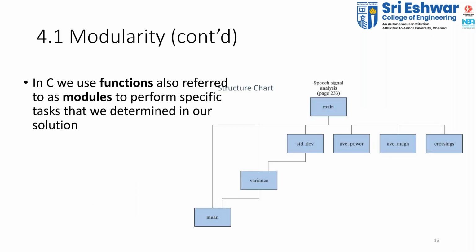And this is your C function modularity. So the special signal main has mean, variance, standard deviation, average power, average magnitude, and crossings. These are all subdivisions present in the main of your C program. Okay, modularity is splitting.